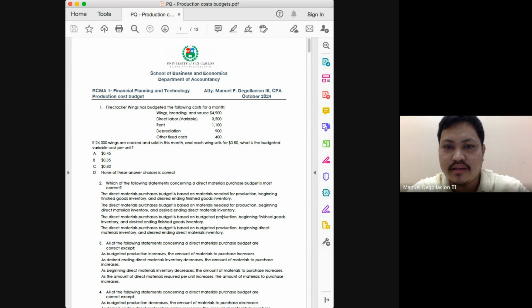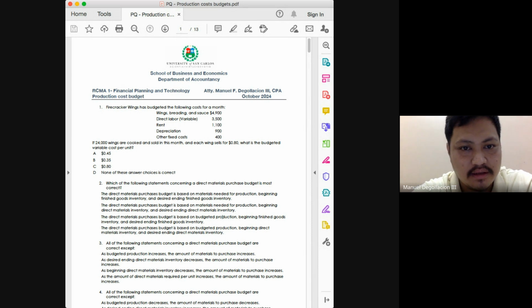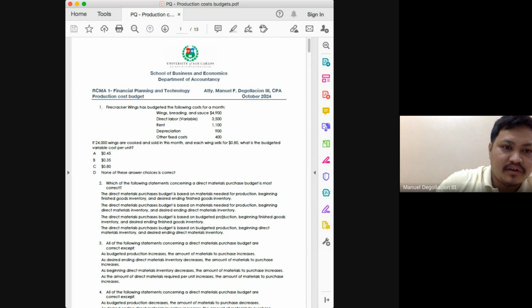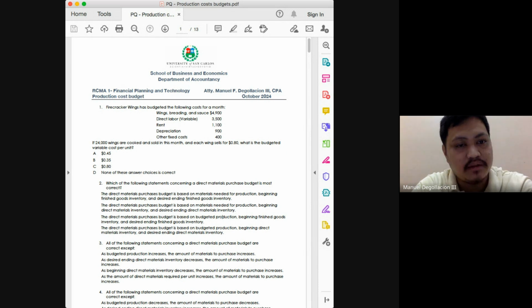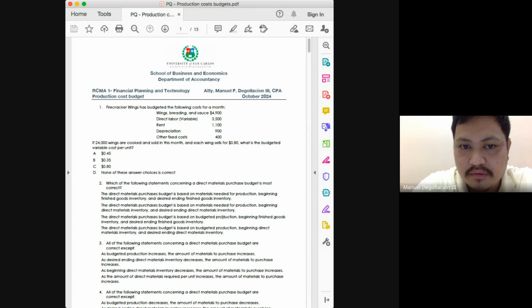The question here is if 24,000 wings are cooked and sold in this month, and each wing sells 80 centavos, what is the budgeted variable cost per unit? Okay, so if you look at the given problem, you're given the total cost for your wings, breading, and sauce, which would represent your materials. You're also given the total variable cost for your labor. You're given the total cost for your rent, depreciation, and other fixed cost. Okay, just focus on what is being asked, which is the budgeted variable cost per unit.